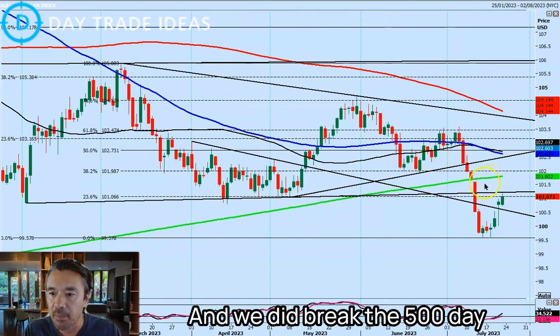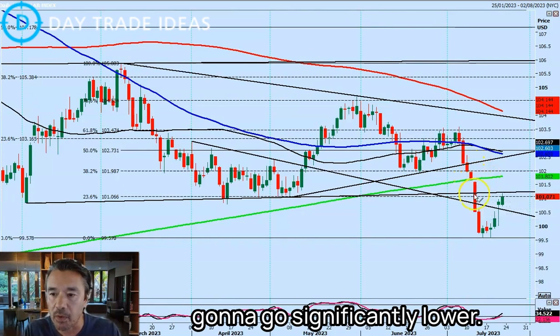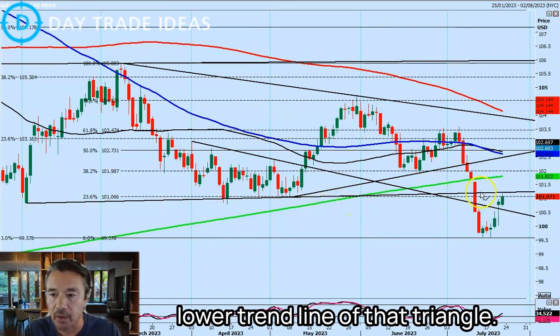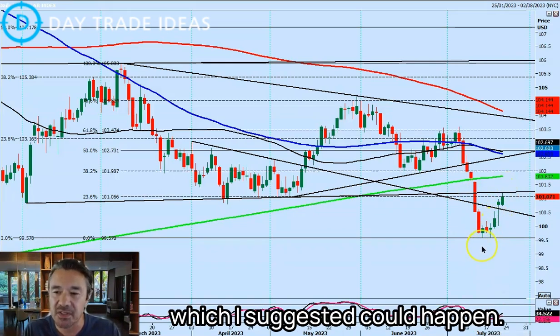And we did break the 500-day moving average, a breakaway gap indicating that we were going to go significantly lower. Big red candle through that lower trend line of that triangle. Very oversold on the daily chart. Now we're seeing that bounce, which I suggested could happen.